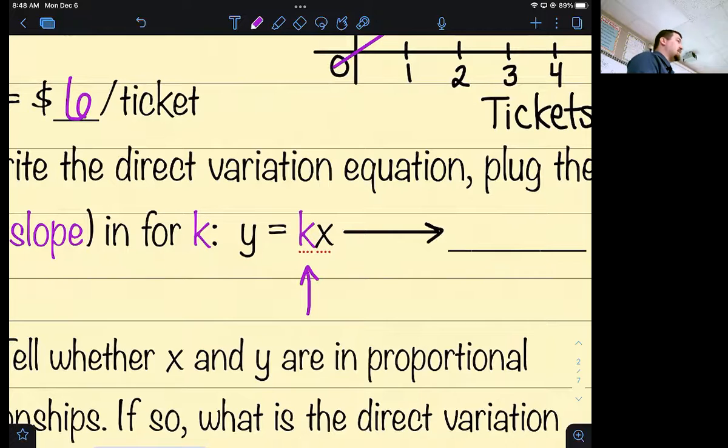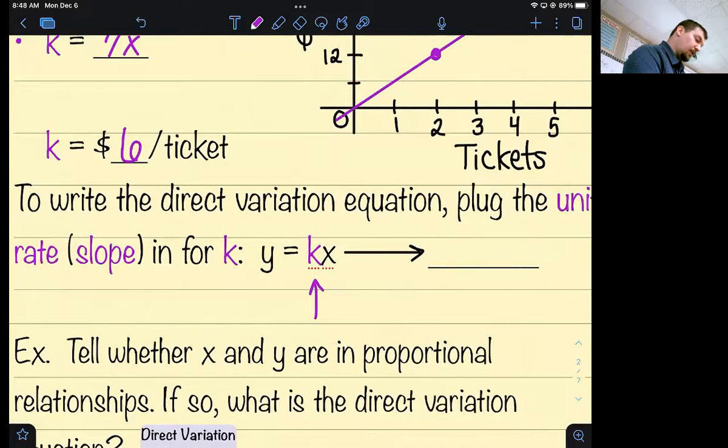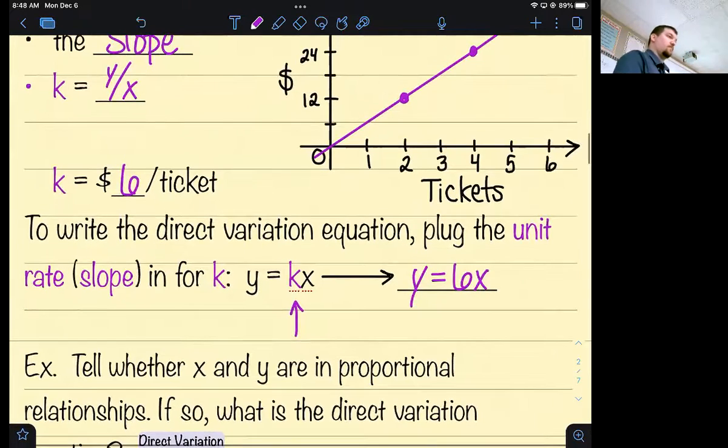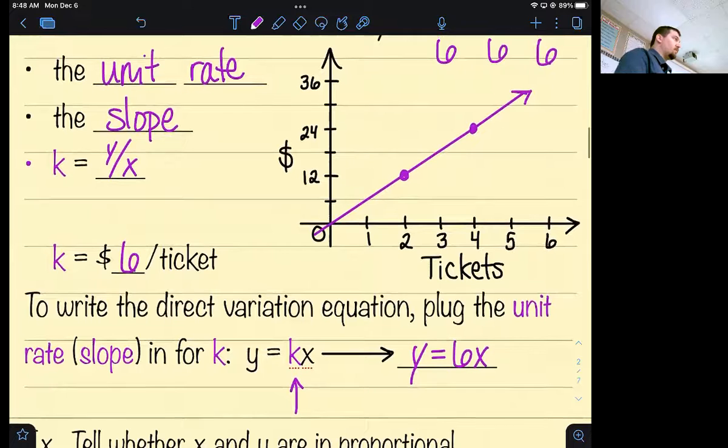What was our k in this last example? 6. So I'm going to write y equals 6x. Now, graphing equations is something you're going to do a whole lot of next year. But let me just show you why this makes sense. What did X stand for again? Tickets. So if I buy 1 ticket, I should plug 1 in for X. What's 1 times 6? 6. So Y is 6. Y is my cost.